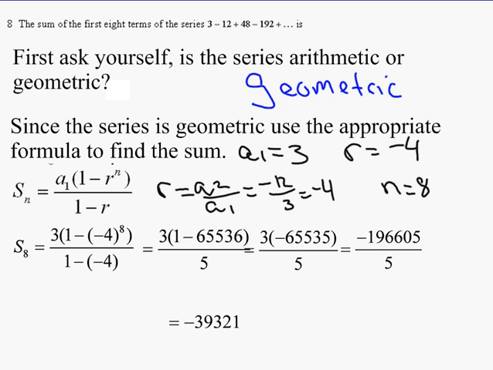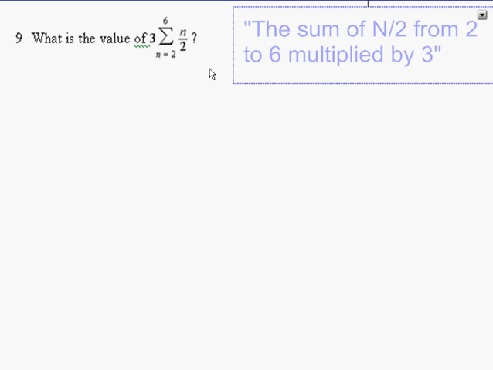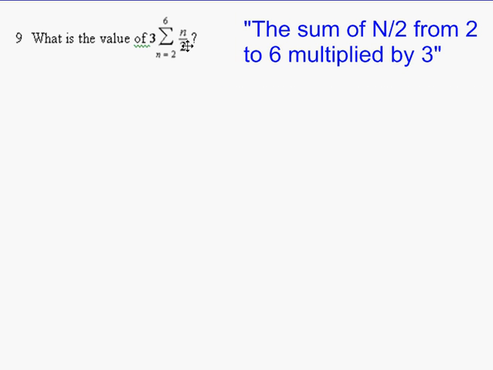Okay, question 9. What is the value of 3 times the sum of n over 2 from 2 to 6? We can also read this by saying the sum of n over 2 from 2 to 6 multiplied by 3. So one way we could do it is we can just evaluate n over 2 from 2 to 6, and then we can just take that and multiply it by 3.